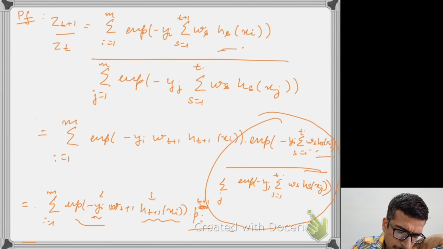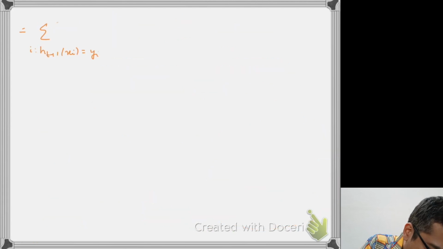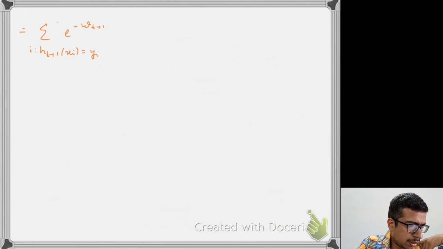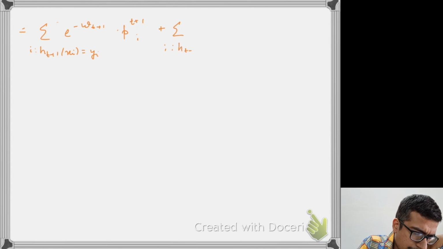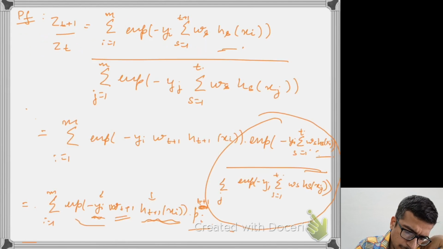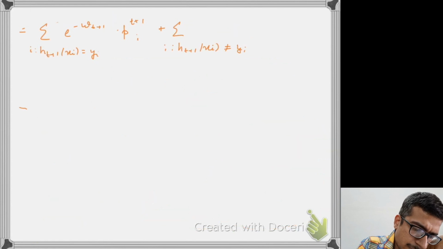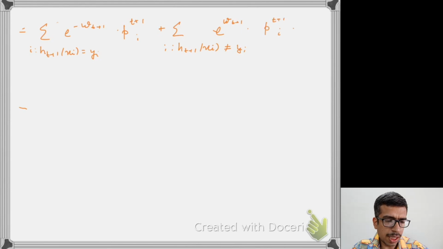So for the parts wherein these two are equal, I'm going to get a term of e to the power minus wt plus 1, and then I'm going to have pt plus 1 i. And on those instances wherein they are not equal, I'm going to get an overall sign of minus 1 since they are not equal, and then there's a minus outside, so I'm going to get e to the power of wt plus 1 times pt plus 1 i.